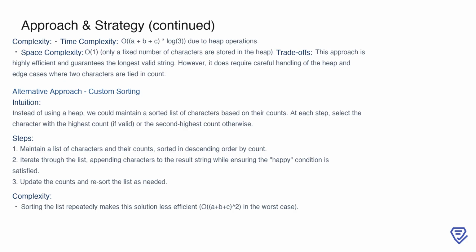may have equal counts. An alternative to using a heap is to employ a custom sorting approach. Here, instead of a heap, we maintain a sorted list of characters by their counts. As we build the result string, we select either the highest or second highest count character, depending on what's valid at that point. While the steps are conceptually similar, the repeated sorting of the list makes this solution less efficient. In the worst case, its time complexity can reach O((A plus B plus C) squared), which is significantly slower than the heap-based method.